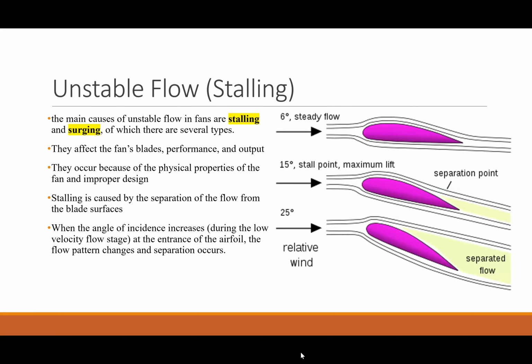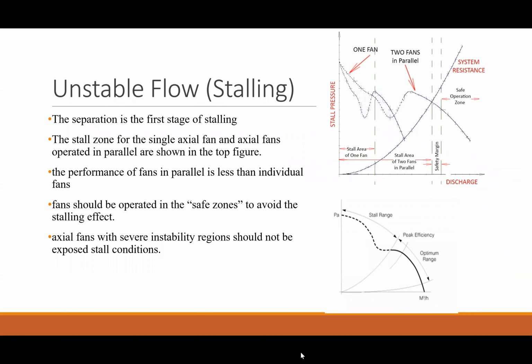Stalling is caused by the separation of the flow from the blade surfaces. This effect can be explained by the flow over an airfoil, as shown in the figure. When the angle of incidence increases during the low velocity flow stage, at the entrance of the airfoil, the flow pattern changes and separation occurs. This is the first stage of stalling, and from this point, the flow separates, leading to the formation of backflow vortices in the separated region.